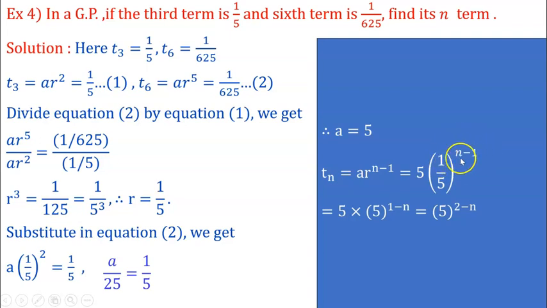The signs will change. This plus n will become minus n, plus 1 will become minus n, minus 1 will become plus 1. Okay, therefore 5 into 5 raised to 1 minus n, and that is equals to, the power of this 5 is 1, that is 1 into 5 raised to 1 minus n. Then you will get here 5 raised to 2 minus n, and this is the nth term. Okay.